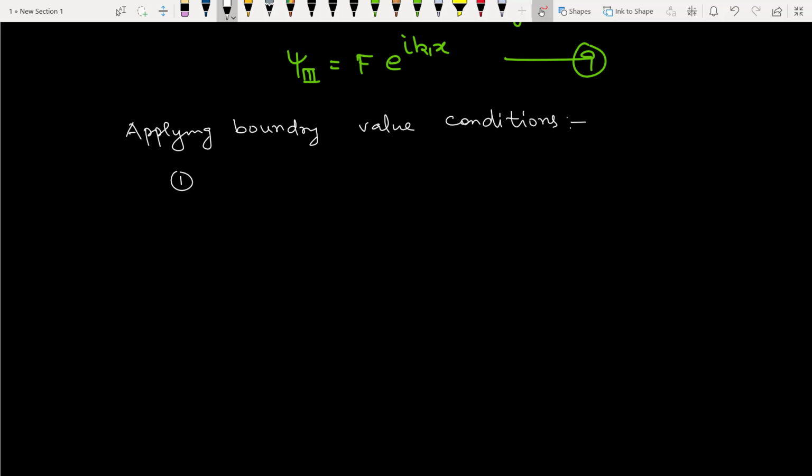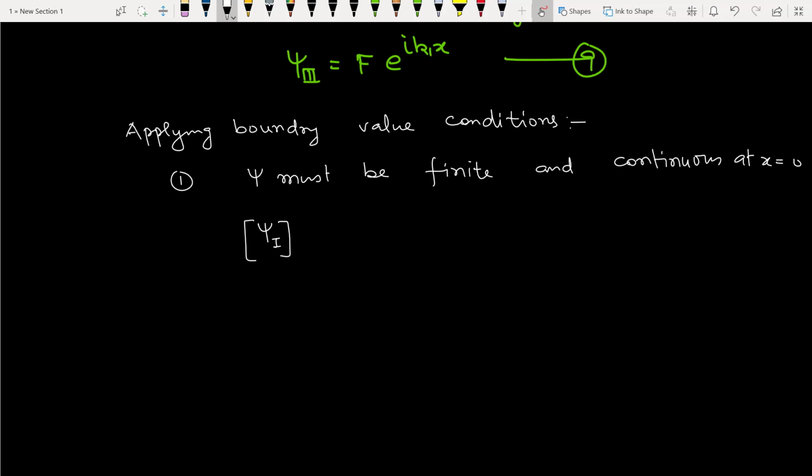So number 1, psi must be finite and continuous at x is equal to 0. So it means psi 1 will be equal to psi 2 at x is equal to 0.